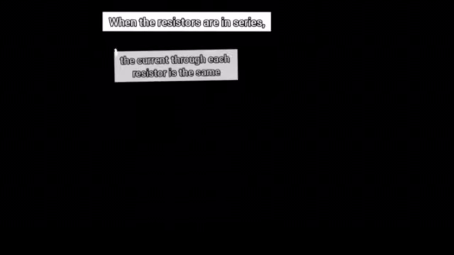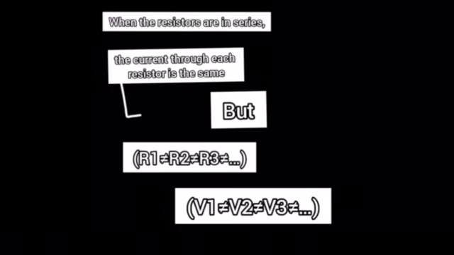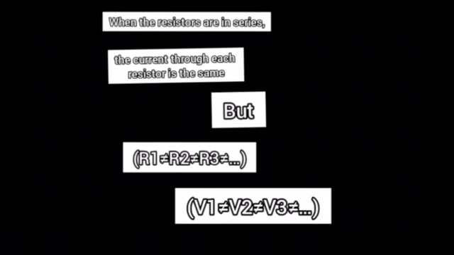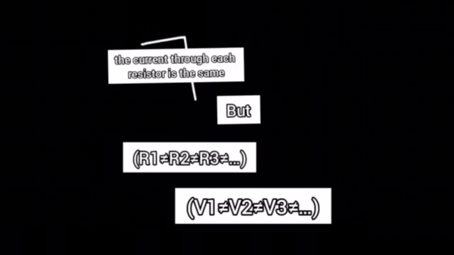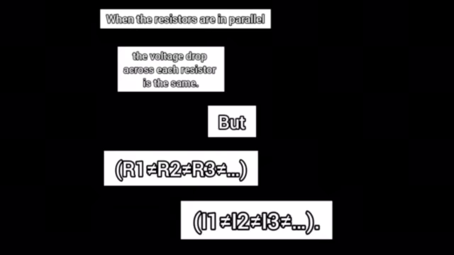When the resistors are in series, the current through each resistor is the same, but the resistance value and the voltage value are not the same as each other. When the resistors are in parallel, the voltage drop across each resistor is the same, but the resistance value and the current value are not the same as each other.